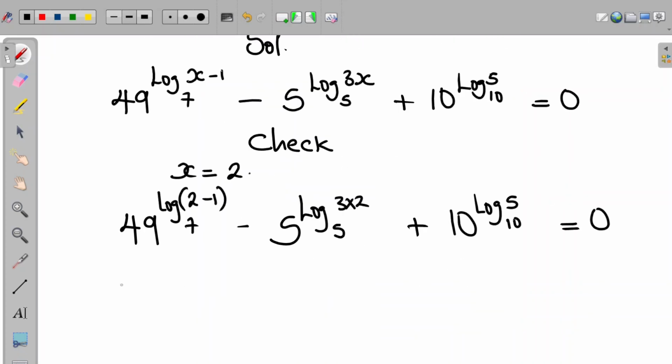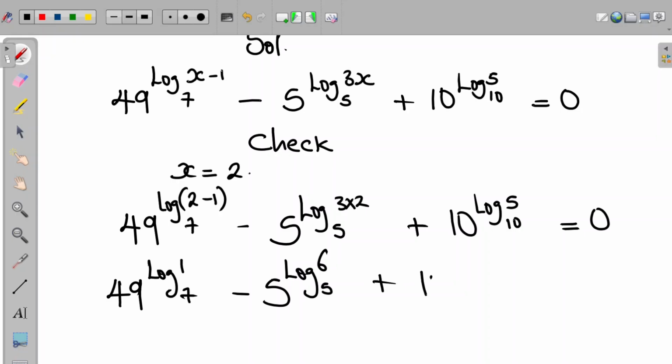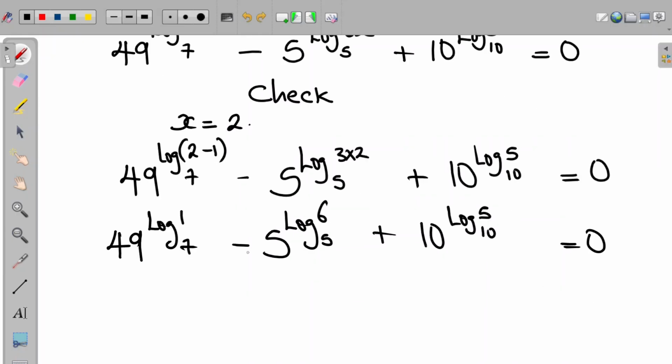Now this becomes 49 raised to the power of log of 2 minus 1, which is 1, to base 7, minus 5 raised to the power of log of 3 times 2, which is 6, to base 5, plus 10 raised to the power of log 5 to base 10. Everything is equal to 0. Now recall that log of 1 to any base is equal to 0. So therefore, log 1 to base 7 is equal to 0.